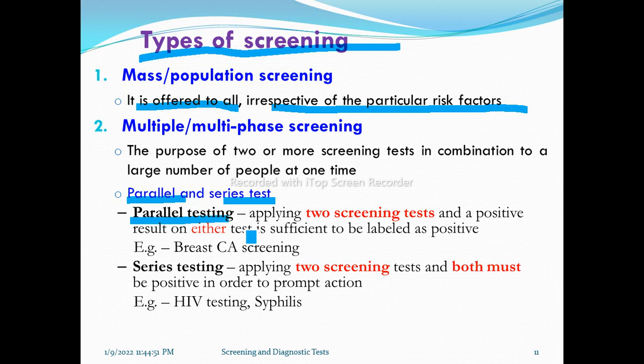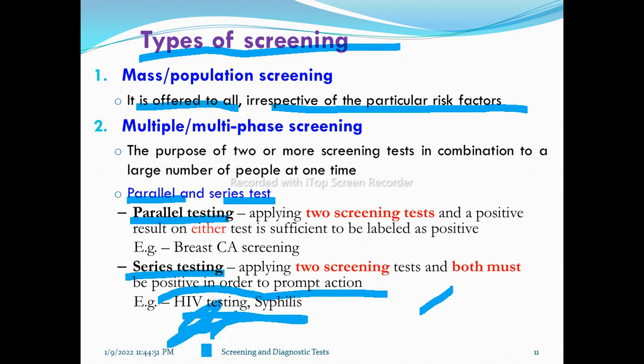Series testing is applying 2 screening tests, and both must be positive in order to prompt action. Series means one after the other. So the first should be positive and the second screening should also report a positive result to say positive. This is known as series testing. This is done for HIV testing and syphilis. So parallel means simultaneously, series means one after the other. So this is multi-phase screening or multiple screening.